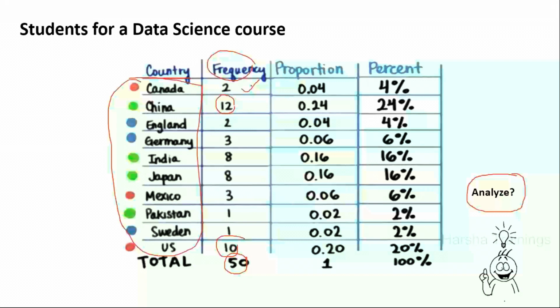Now here what I have done: frequency 2 divided by 50, I will get a proportion. Okay? Frequency 2 divided by 50 and 12 divided by 50, like this, I will get a proportion.